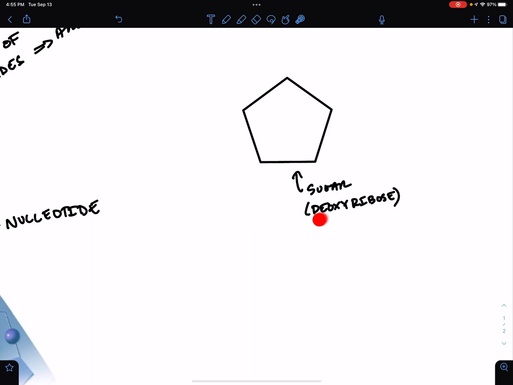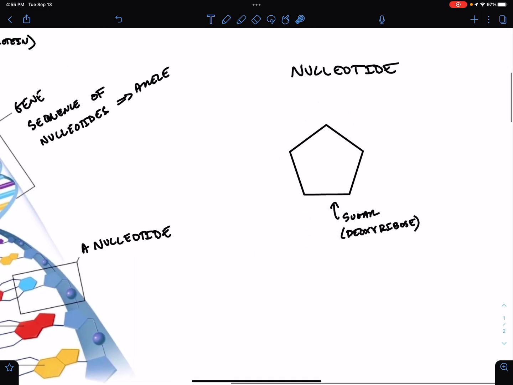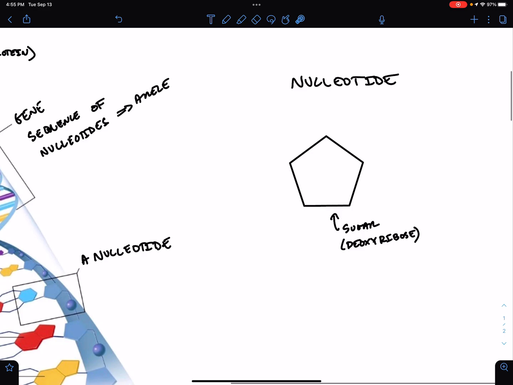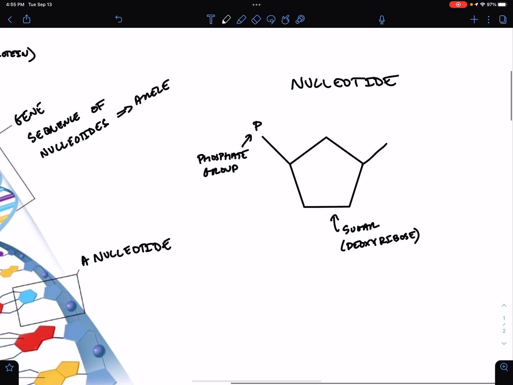That's where the D comes from in DNA, deoxyribose. So this 5-carbon sugar is kind of the center of the nucleotide. And then off to one side, we have a group called a phosphate group. And off to the other side, we have what's called a nitrogen base.